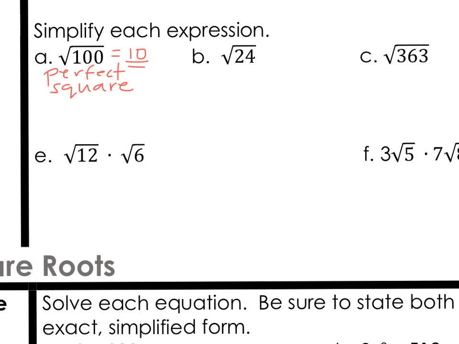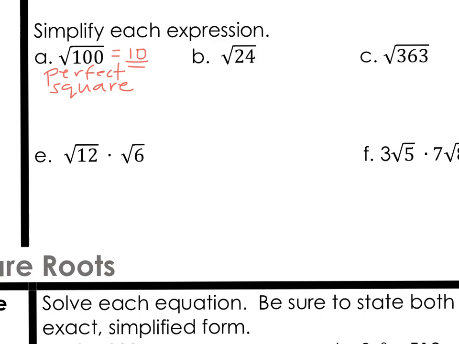The next one, though, we're not quite as lucky. We have the square root of 24. Now, 25 is one of our factors, but 25 doesn't go into 24. So your goal is to see if any of those other factors go into 24 evenly. 24 can be broken down into 1 times 24, 2 times 12, 4 times 6, and 3 times 8. 4 and 6 would give you the biggest perfect square factor.